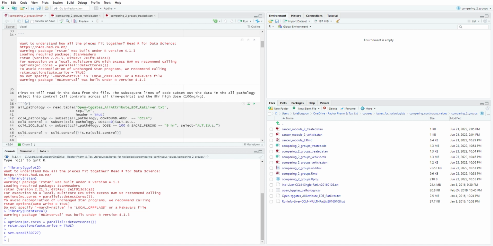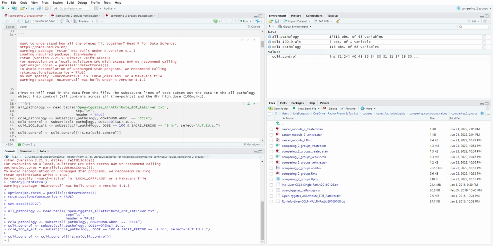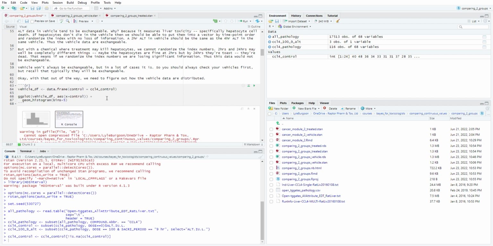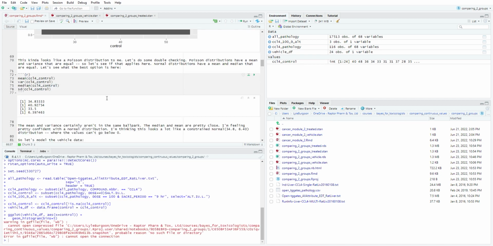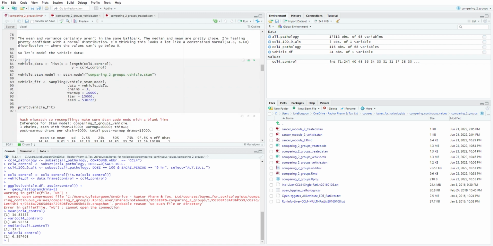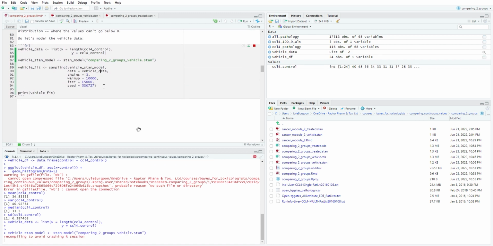I'm getting a bunch of package warnings, and that's because certain packages were built under a different version of R, and that's okay. I haven't checked recently if Stan is still having the issues that it was with the newer version of R. I need to check into that.